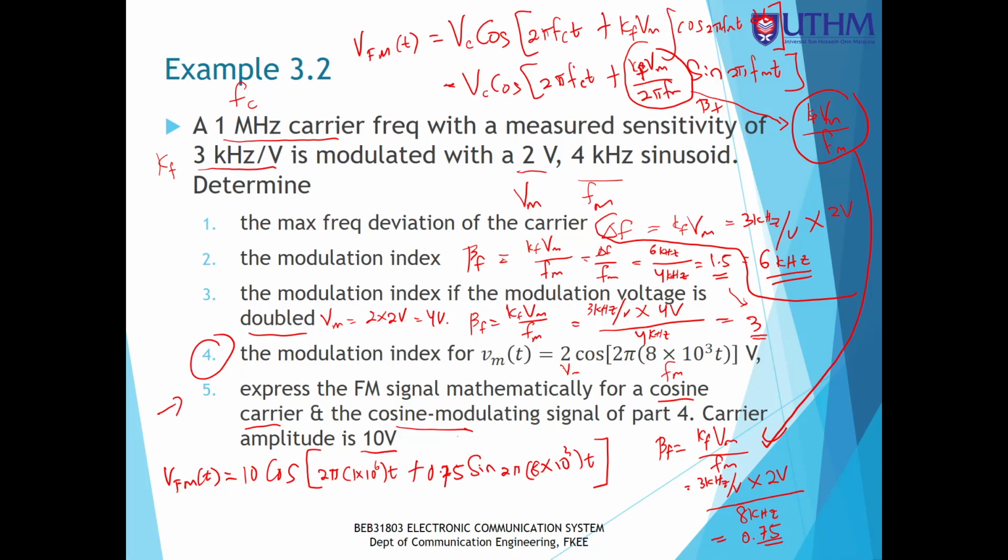Do you have a question about this? You can ask. So the 0.75 is actually kf Vm over fm that we calculated from part 4, which is 3 kilohertz multiplied with 2 volt divided by modulating signal frequency 8 kilohertz. So we get 0.75, which is this one. So if you have a question, you can ask. Otherwise I will move to the next example.